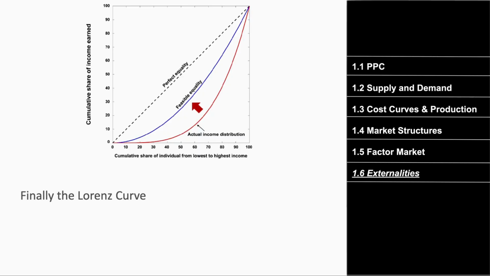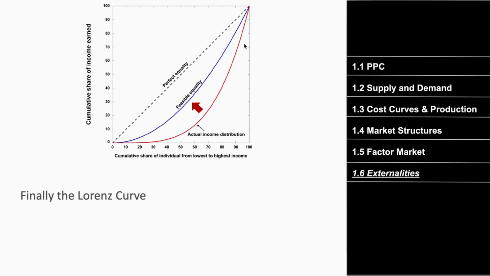Finally, we have the Lorenz curve. The Lorenz curve measures the amount of inequality going on in the world. So here are three main lines you want to know. This line means there's perfect equality. That means that 10% of the population controls 10% of the wealth, 50% of the population controls 50% of the wealth, and 100% of the population, well, they control 100% of the wealth. It makes sense. 1%, 1%, 20%, 20%, etc.